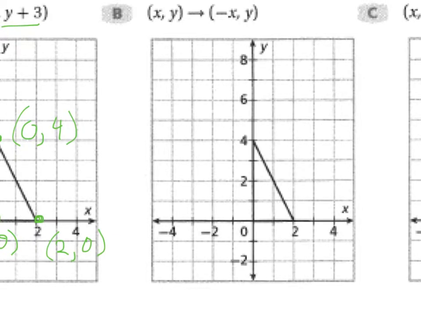Okay, so my shapes, my vertices, are still the same. I've got 0, 4, 2, 0, and 0, 0. What I'm doing now is taking my x and changing the sign and leaving the y the same. So 0, 4.